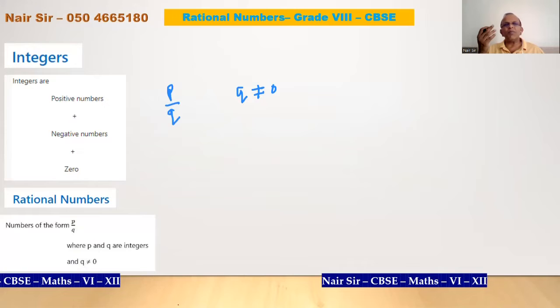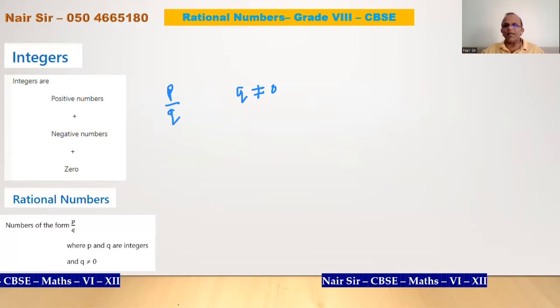Like for example, do you remember there were some questions where you used to say that your brother is 3 years elder to you? So you say that, well, let my age be X and my brother's age would be X plus 3. That is the only thing where alphabets are being used. P and Q, I don't know which number you are going to think. But there is only one condition, that Q should not be equal to 0.